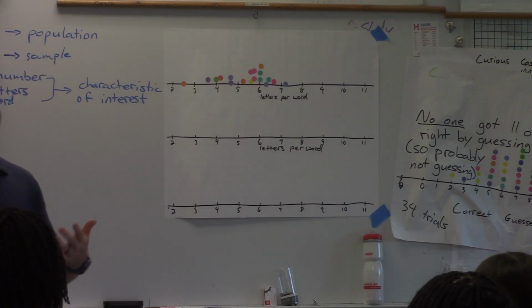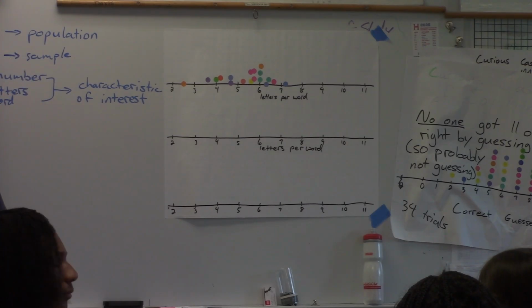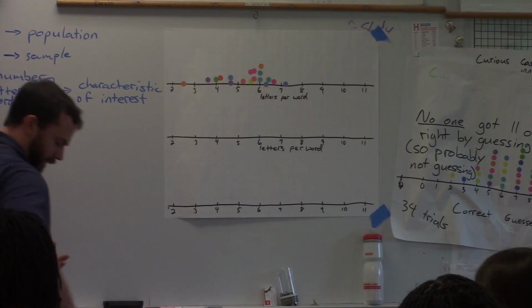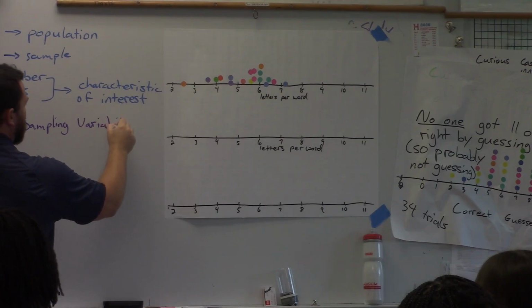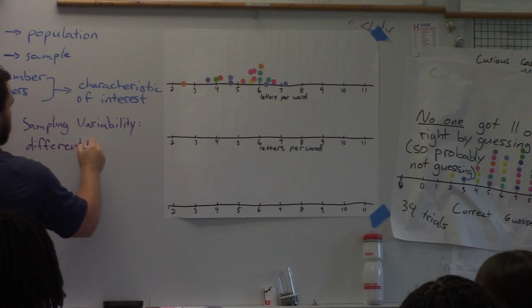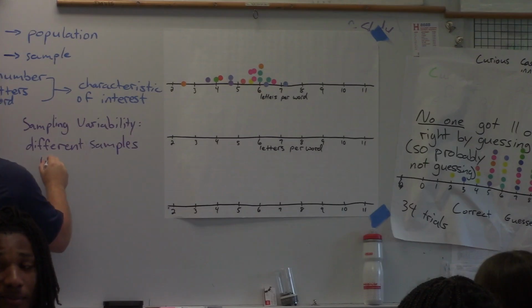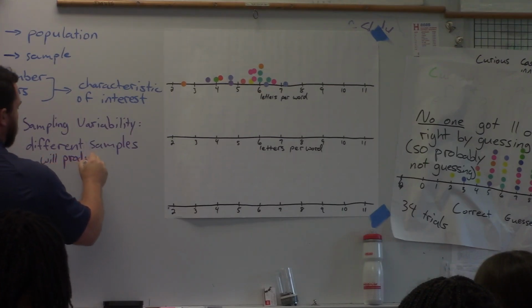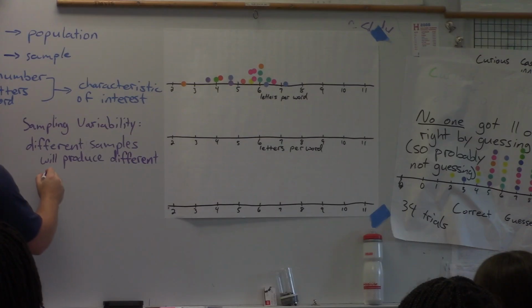We had different samples. Remember when we did the Curious Case of Joy Milne, did everybody get the same number of correct guesses with the shirts? No. That's because of something called sampling variability, okay? Sampling variability is just this: different samples will produce different results. It doesn't matter how you sample, different samples will produce different results.